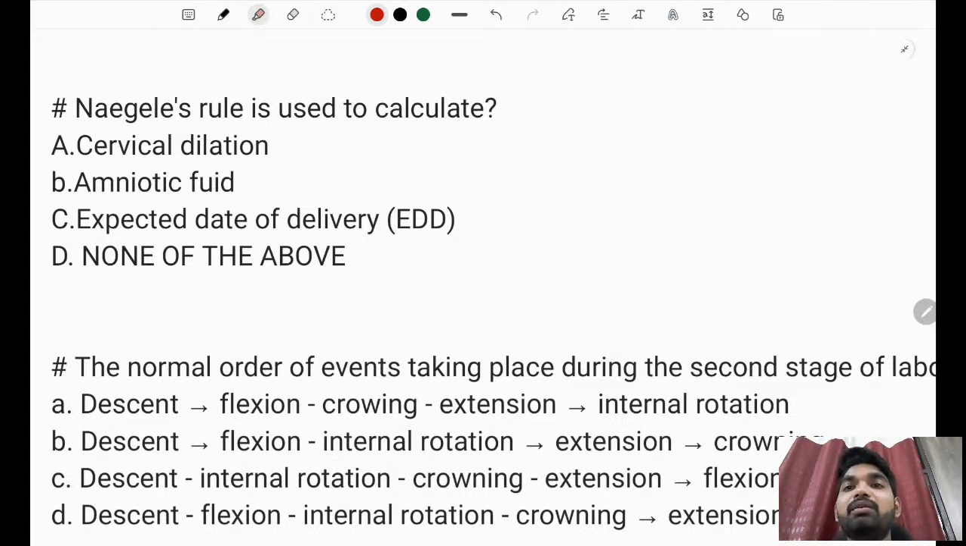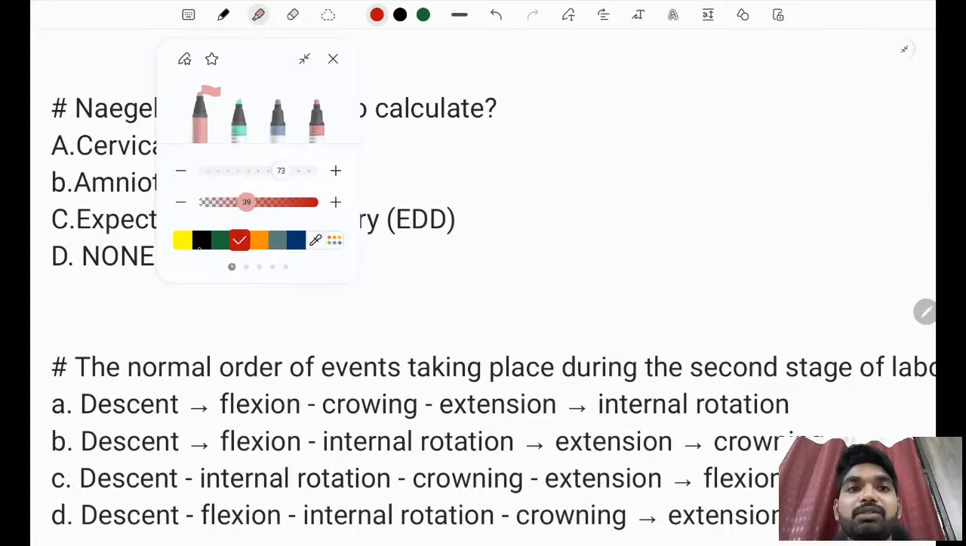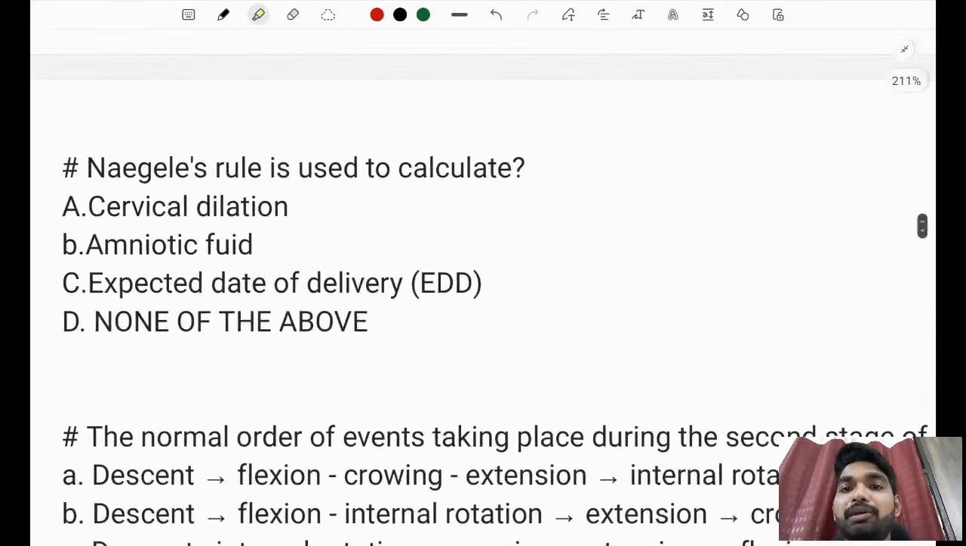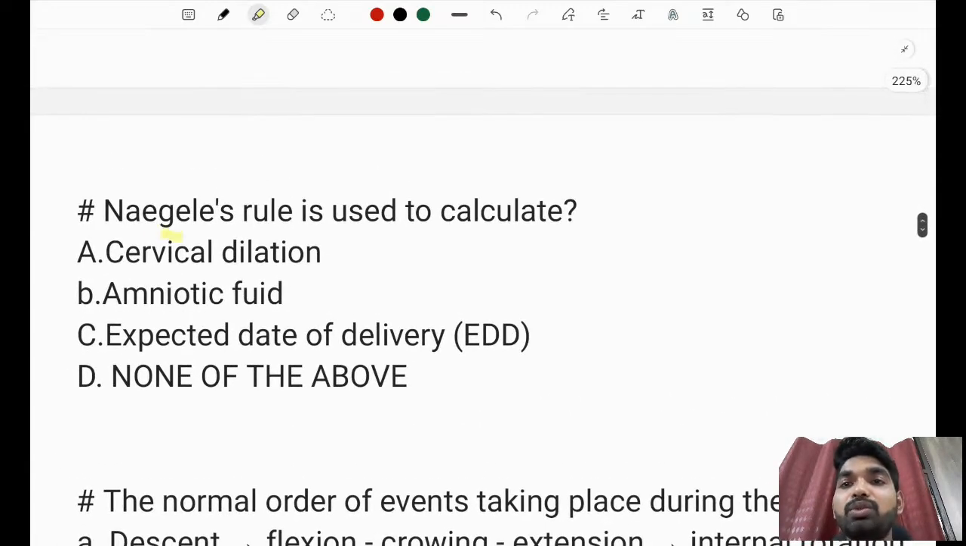Now answer for this. Naegele's rule. Here they are asking you Naegele's rule is used to calculate: Option A, cervical dilatation. Option B, amniotic fluid. Option C, expected date of delivery. Option D, none of the above. Every one of you is right. This is a very lollipop question. Yes, it is expected date of delivery, EDD.